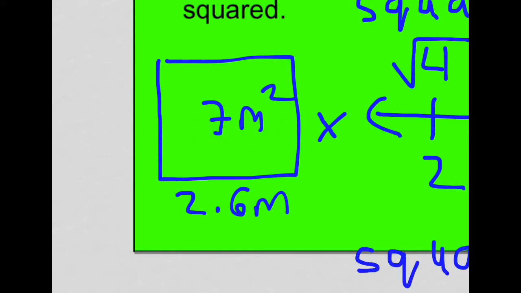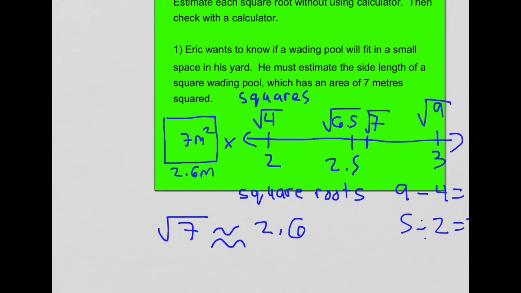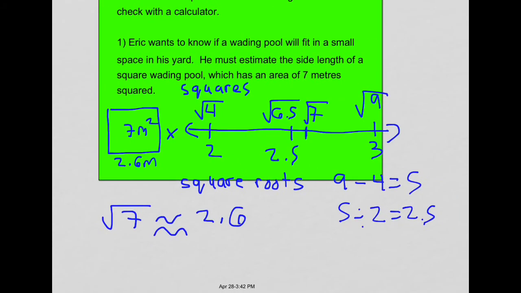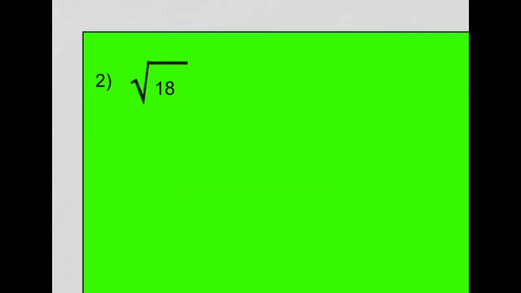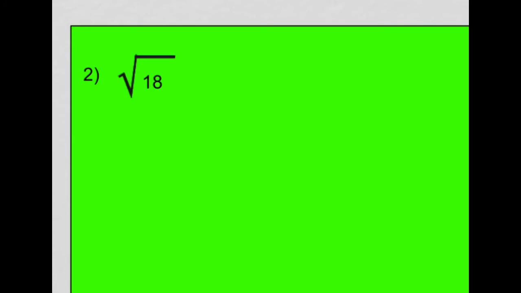So what we're going to be doing in this section is estimating square roots using a number line and using our knowledge of perfect squares. Let's do another question that's not a word problem, but we're going to do another square root estimate. I'm going to flip forward. So in this next question, we're going to estimate the square root of 18.